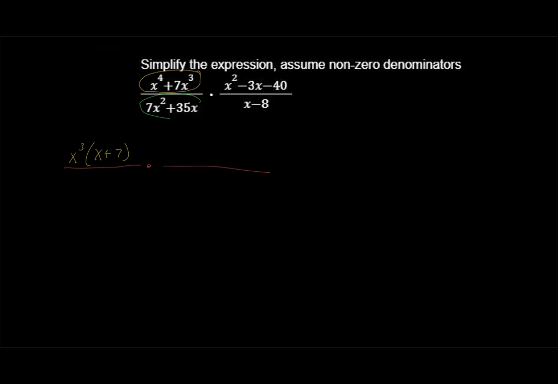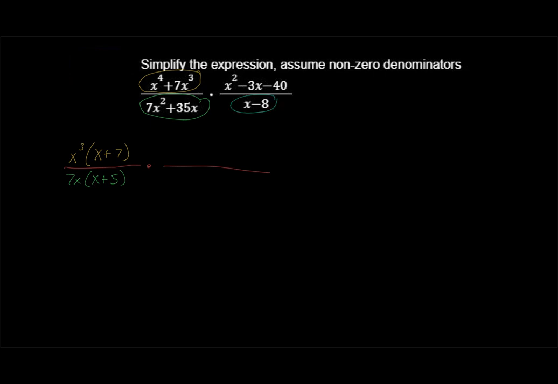The next one, the 7x squared plus 35x, if we go and try to factor that, well, the common monomial between the two will be 7x, which will actually give me x plus 5 left over. And again, since there's no exponent with that, we're not going to be able to do any more factoring with that.